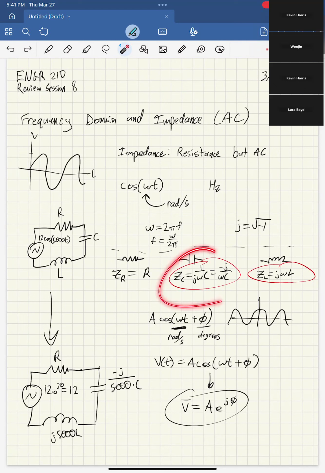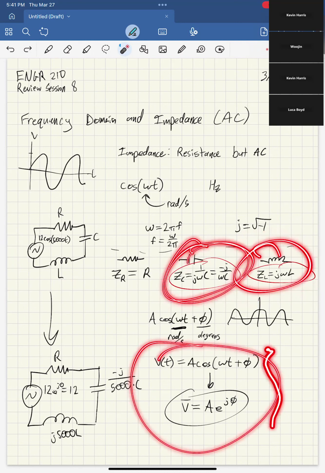But anyway, make sure you know these. This is the important thing. This is the only real thing you need to know. That and this. These are the only things you have to memorize. And then it's literally just resistor circuits, but with complex numbers. It's conceptually not that hard. The hard part is just not messing up your math somewhere along the way.